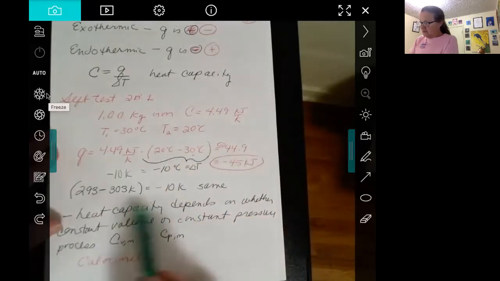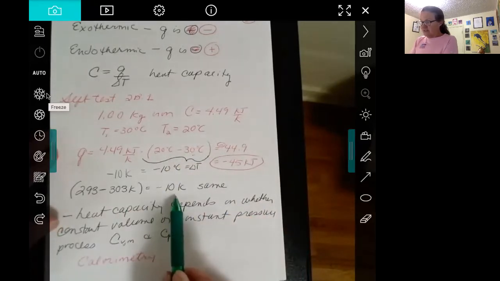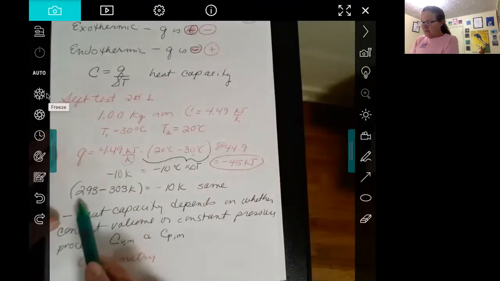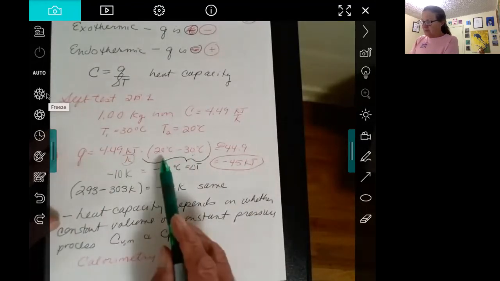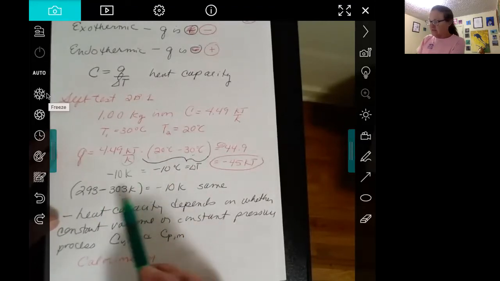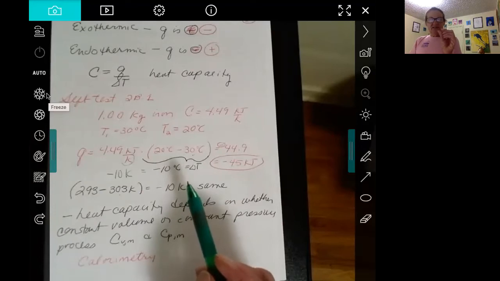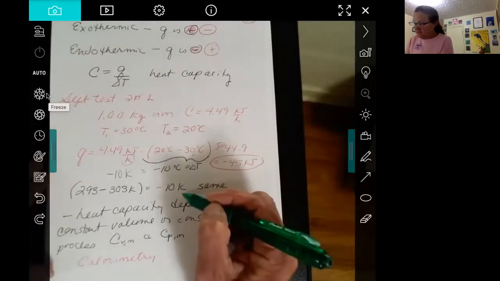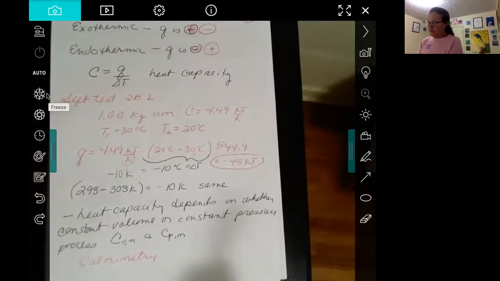Notice I also did that temperature change in Kelvin because that's the units of our heat capacity. But if I add 273 to both T2 and T1, they'll just subtract. And so because a degree Celsius is the same size as a degree Kelvin, the two scales are just offset. The temperature difference in Celsius and Kelvin will always be the same, so you don't have to go through that conversion.